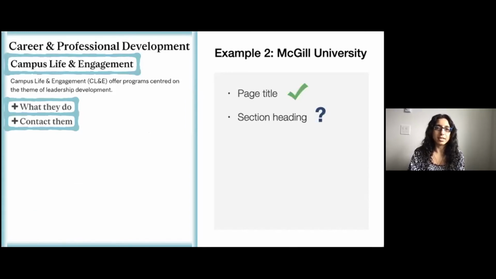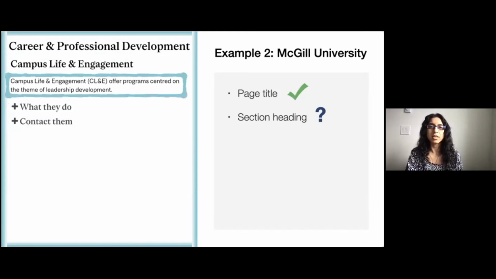So if we look at these headings and just scan through the headings alone, we can see campus life and engagement, what they do, and contact them. So from looking at these headings, none of it really tells us what this section is actually about. So as a user, I don't know what I'm getting from campus life and engagement. And so what that means is now I have to read the text that's right underneath it. So let's read that. It says, campus life and engagement offer programs centered on the theme of leadership development. Okay, so now I know that the topic is leadership development, but I can see that I would never have been able to guess that from just the heading, campus life and engagement.